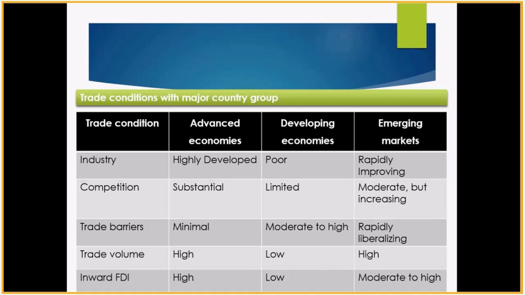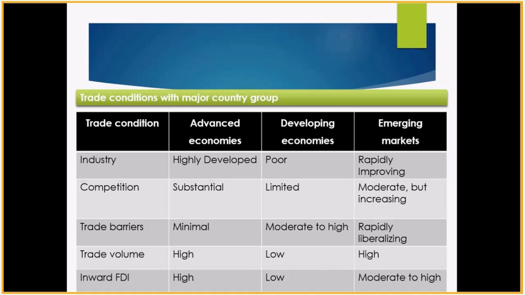So there are some trade conditions. The very first is industry. In advanced economies, industries are highly developed, so you can see a lot of multinational companies and developed companies originating from these advanced economies. Simultaneously, a lot of companies from other countries, maybe developing economies or emerging markets, want to have a site unit or a branch office in these advanced economies. Why? Because that gives them the latest information, they can access the latest technology, or get hands-on the latest research and development being done in their sector. So the industry is very much developed.